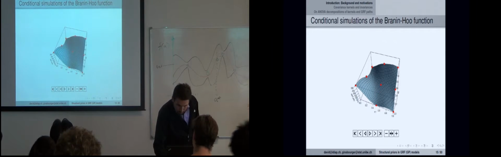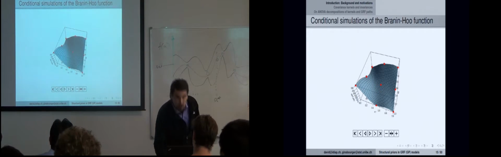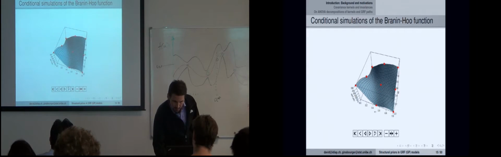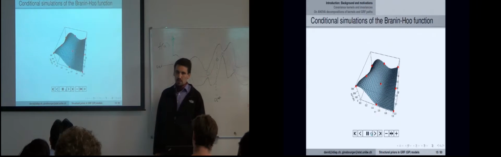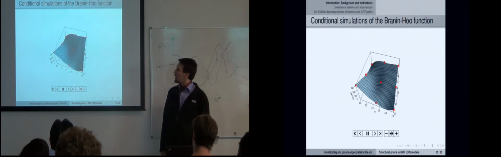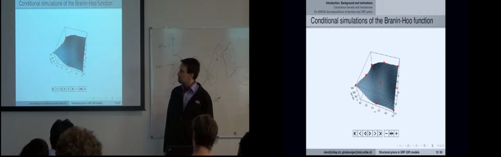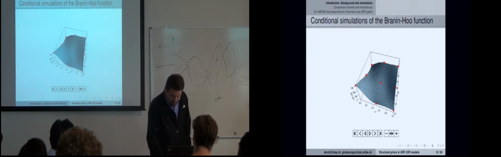So coming back to our function, once you have chosen the kernel and estimated the parameters, you can perform what is referred to as conditional simulations. It's exactly the same as the curves we displayed at the beginning. Here I'm just drawing some samples of the function knowing the observations. Okay? So now we are going to focus on this kernel K.